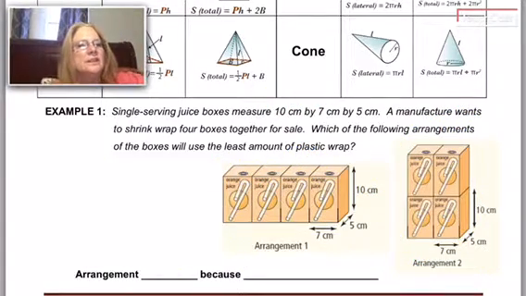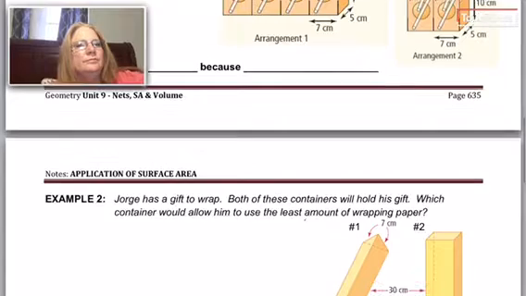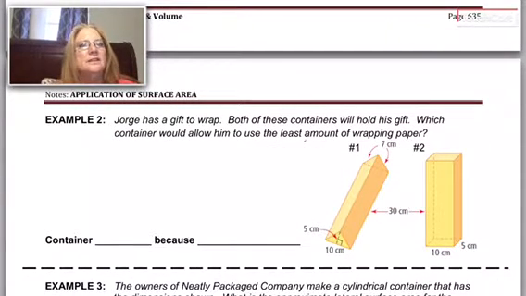Okay, let's look at the next example. Here it says Jorge has to wrap a gift. Both of these containers will hold his gift. Which container would allow him to use the least amount of wrapping paper? This one's probably a little more obvious, but we have a triangular prism and we have a rectangular prism.